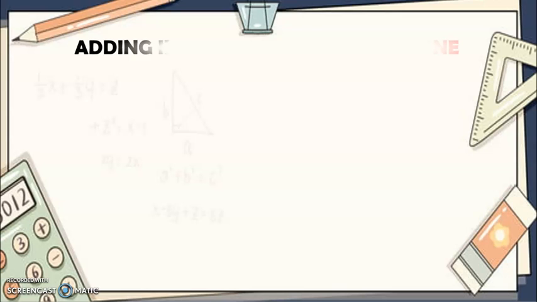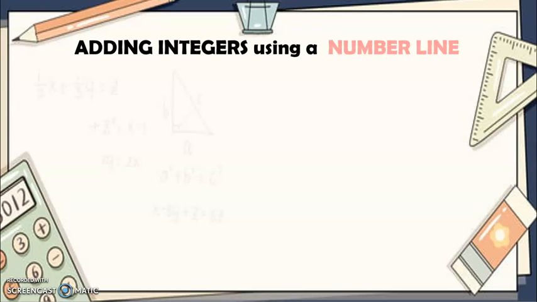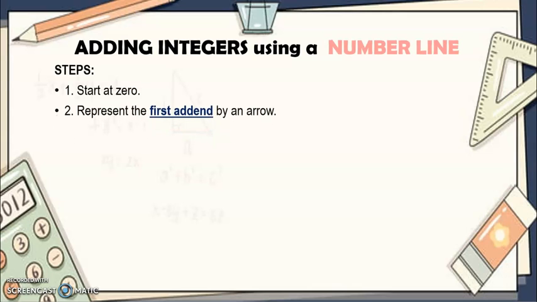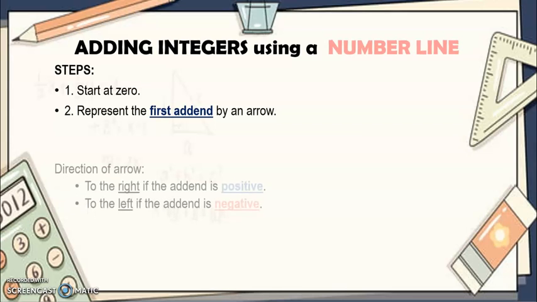Okay. So this time we are going to discuss the addition of integers, or adding integers using a number line. So we have here the steps. First step, we have to start at 0. Sa aton number line, ang una gid naton himuon, ma-start kita sa 0. So we have to represent the first addend by an arrow. Okay? So let me just read it for you first.